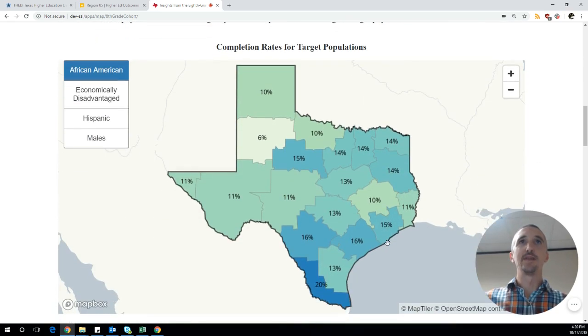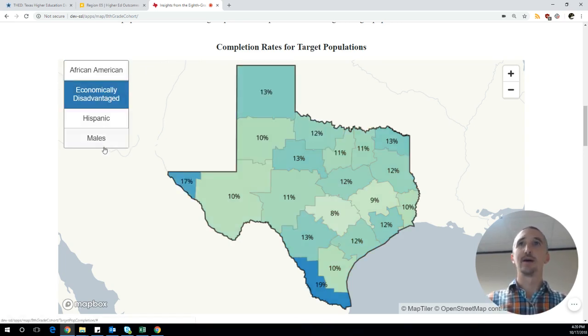And this is completion rates for target populations. Now, the state higher education strategic plan identifies target populations that have historically lagged behind the overall population of students in terms of college enrollment and especially completion rates. So this looks at the completion rates for the different target populations: African American, Hispanic, economically disadvantaged, and male students.